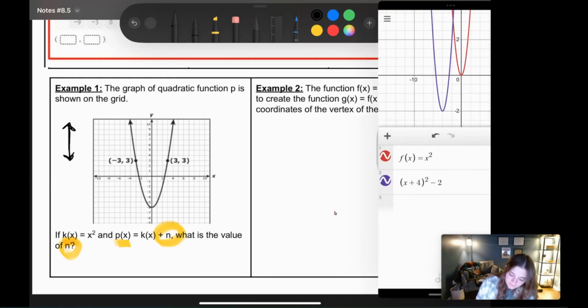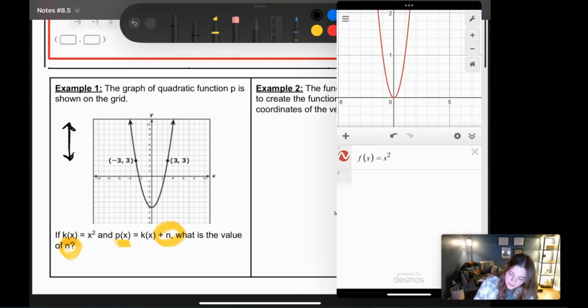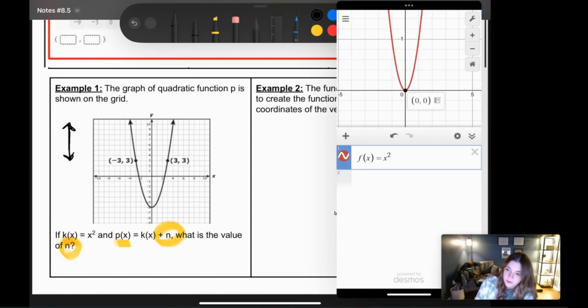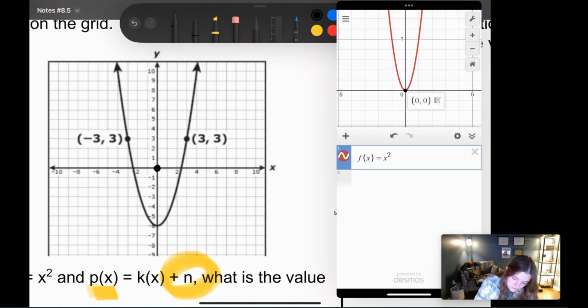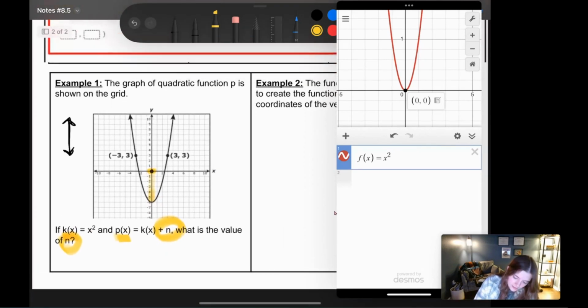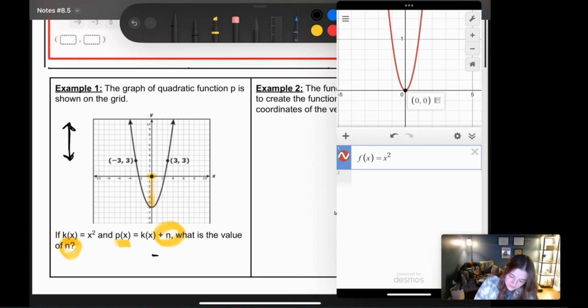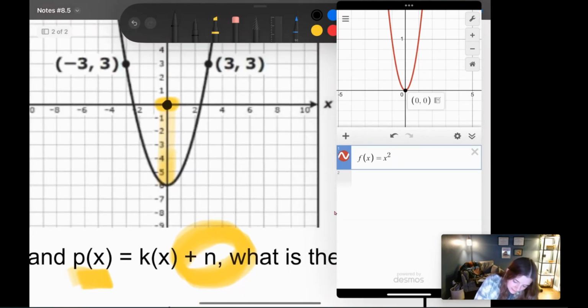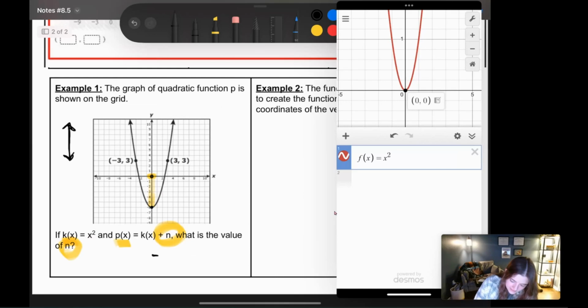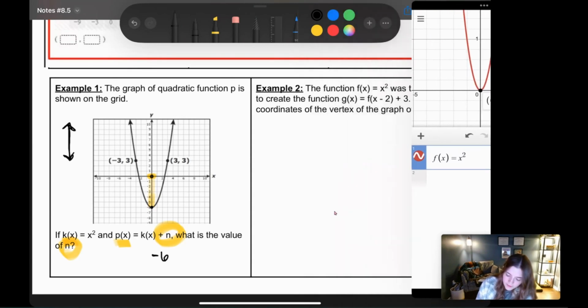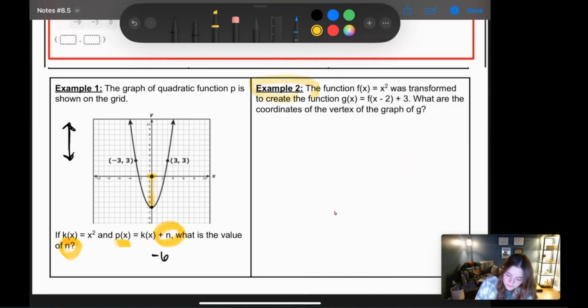But remember, if this is what my original graph looks like at 0, 0 here, well, take a look. I went from 0, 0 right here, and then I went down. So already I know it's going to be a negative number because I went down and it tells the truth. And then look where it landed, at -6. So your n has to be minus 6 because it shifted down 6 units. I want you to try example 2 on your own. Try your best.